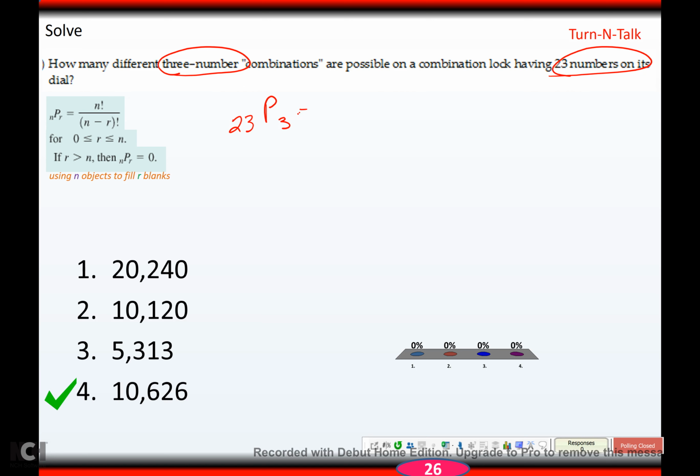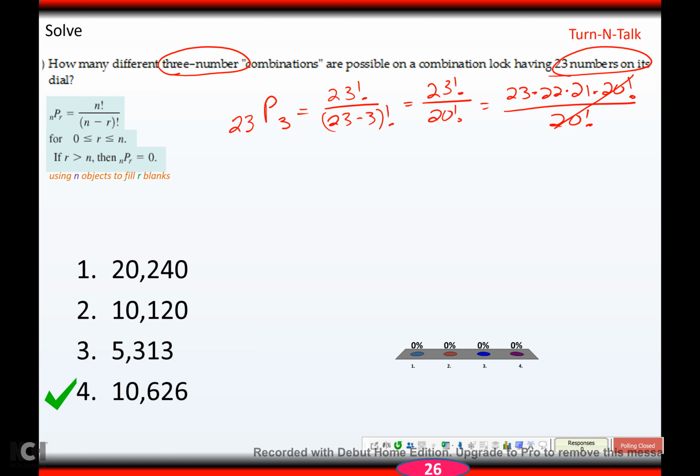So this would be 23 factorial over 23 minus 3 factorial, which would be 23 factorial over 20 factorial, which is 23 times 22 times 21 times 20 factorial. I can stop there because I know that's on the bottom and going to cancel. So that product is my answer. Either type that in or type the permutation in, and you get the 10,626.